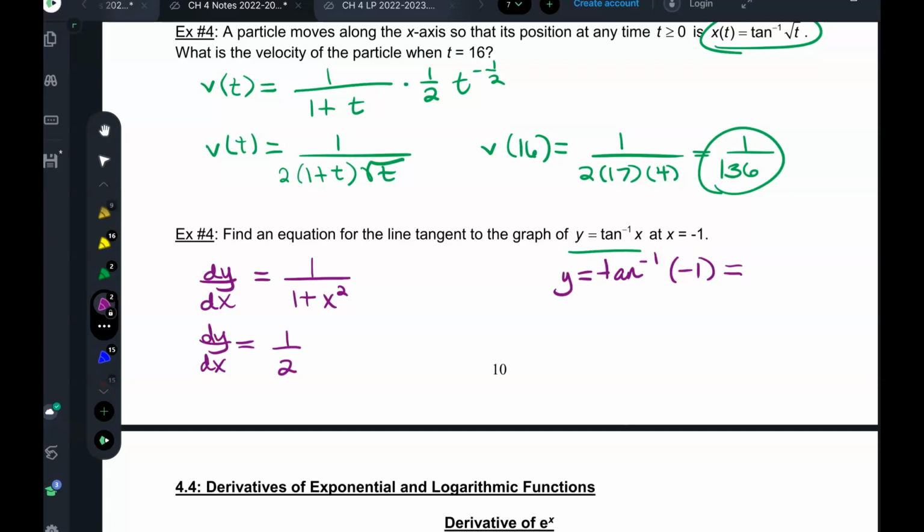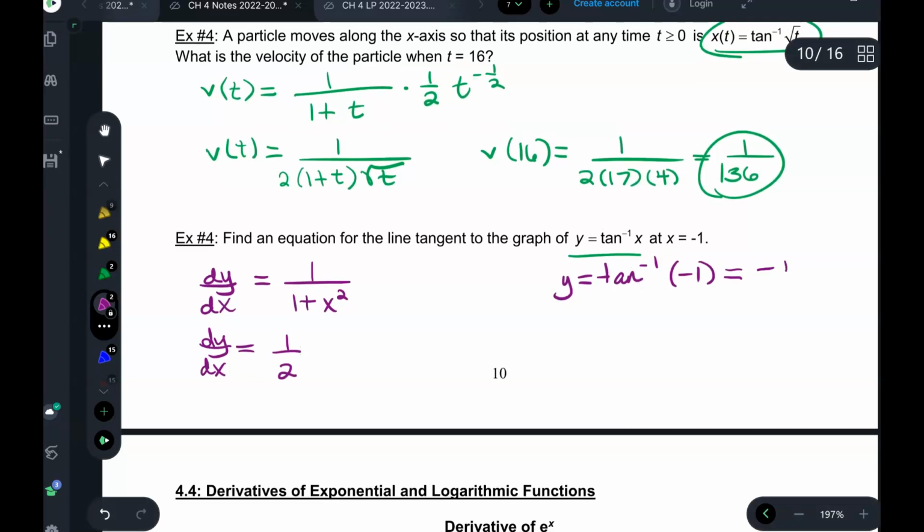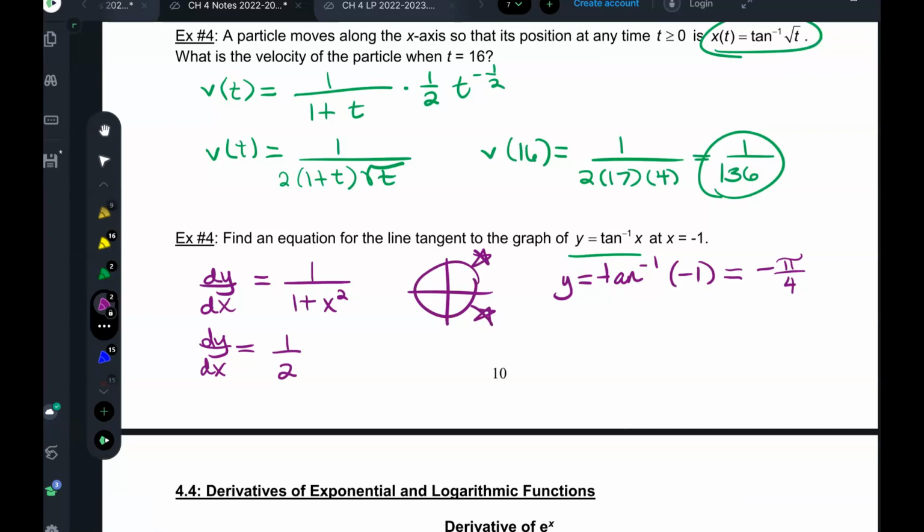Negative pi over 4. Right, because we're on the unit circle. It can only be in quadrant 1 or quadrant 4, and it has to be between negative pi over 2 and positive pi over 2. Is it quadrant 1 and quadrant 4? Yeah, quadrant 1 and quadrant 4. But we don't want to use 7 pi over 4, because 7 pi over 4 isn't in that domain.